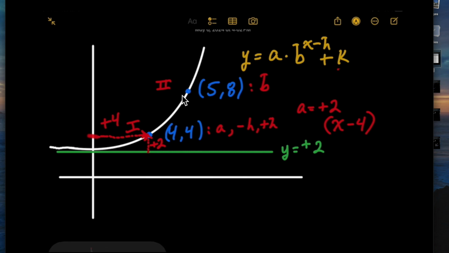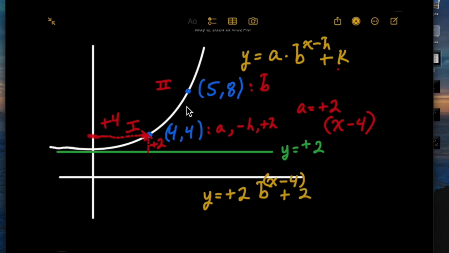So let's write down what we have so far in yellow. We have y equals positive 2. That's our a value. B, we do not know what that is. Raised to the x minus 4 power plus 2. Okay, now what we're going to do is simply plug in Roman numeral 2, which is 5 comma 8 for x and y, and we are going to solve for b.